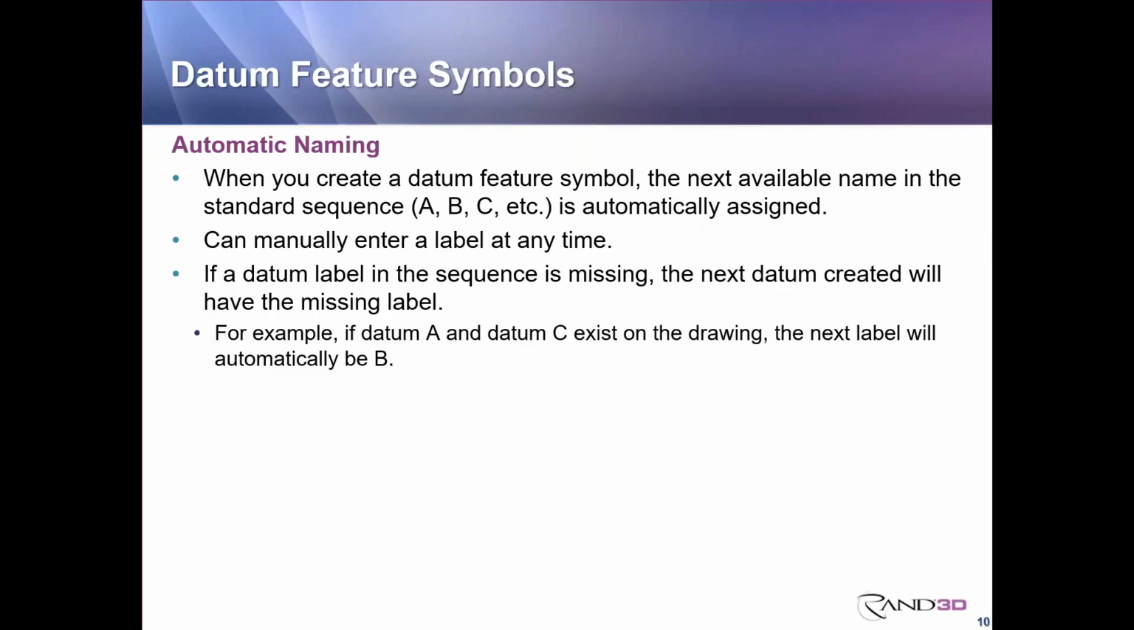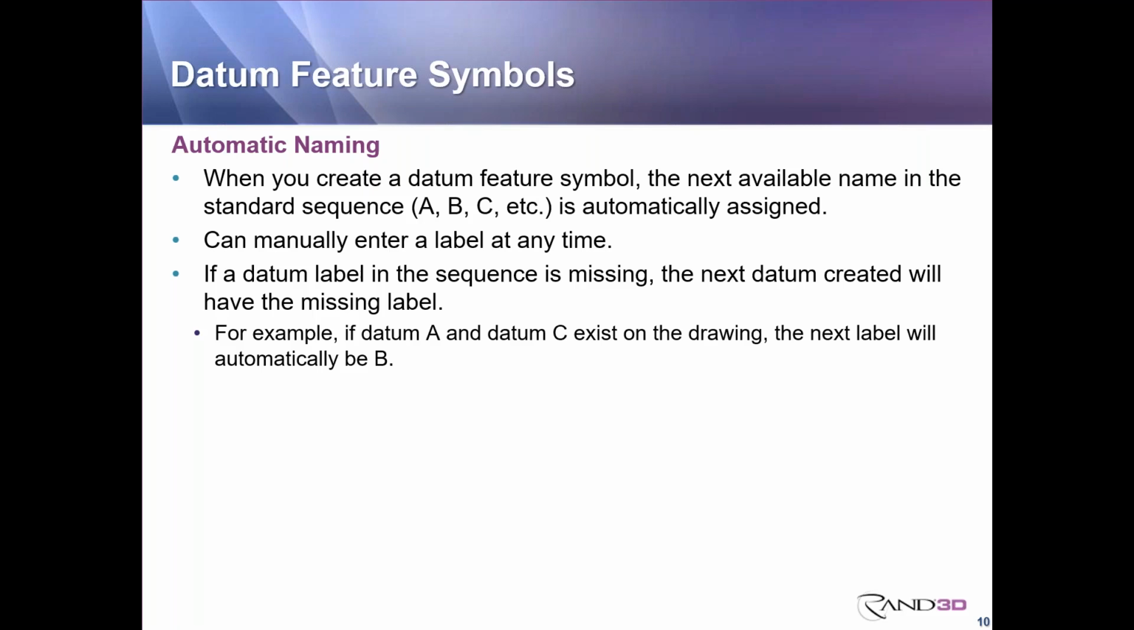When creating a datum feature symbol, Creo Parametric automatically names it the next available name in the standard sequence, starting with A, and then B, and then C, and so on. You do have the ability to manually name the datum feature symbol or change the existing name. You can enter the label at any time using that field in the datum feature tab.